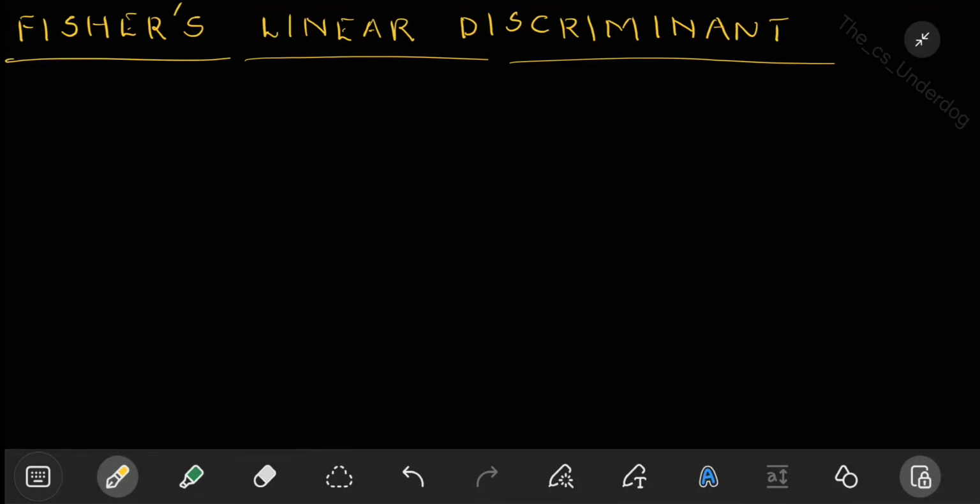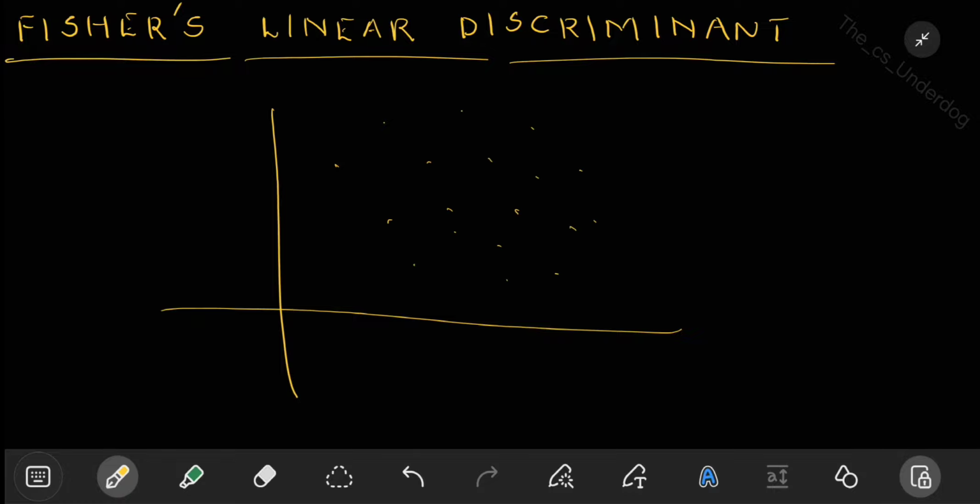Fisher's linear discriminant, or Fisher's discriminant analysis. This is a method used for binary classification via dimensionality reduction. That is, if you have data, let's say in a two-dimensional plane, let's say all these are your data points. Using Fisher's discriminant analysis, you can project this data onto a line.